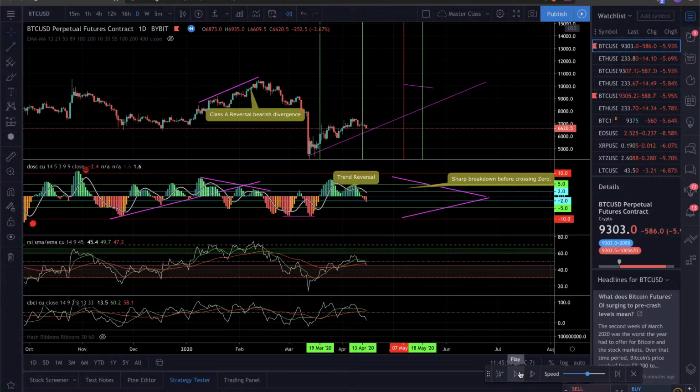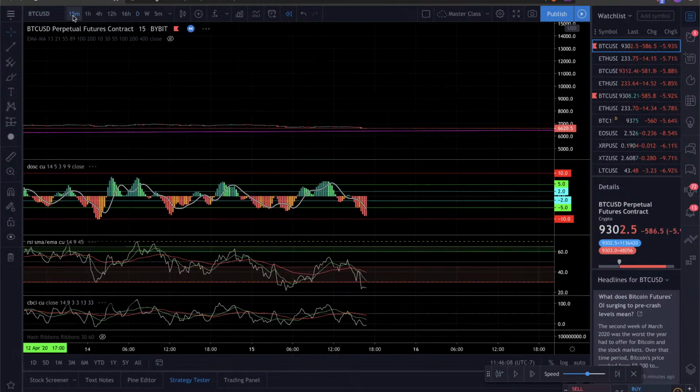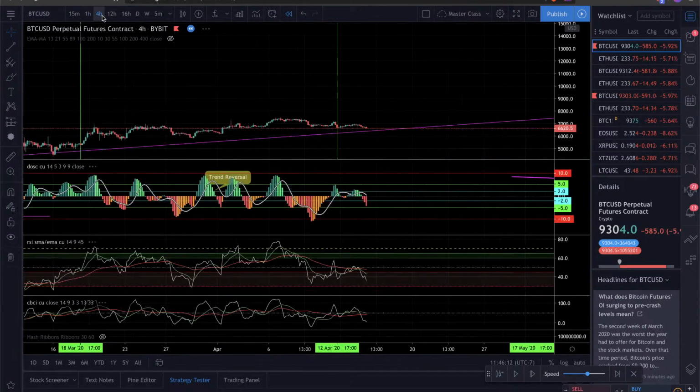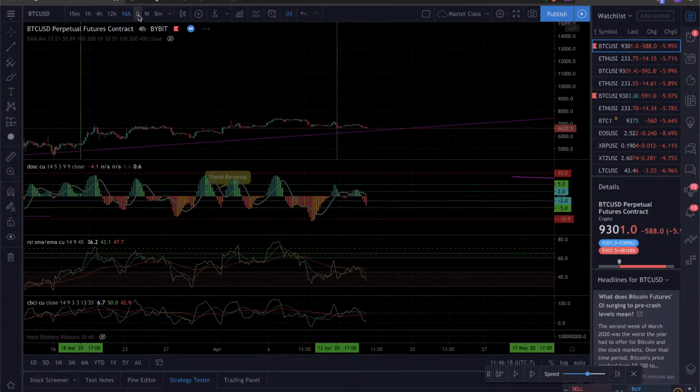Let's see. Holger, for the low time frames, the time frames that I personally use are going to be the 15-minute, the 1 hour, the 4 hour. I'll sometimes look at the 12, but then I'll do the 16 and then the daily.